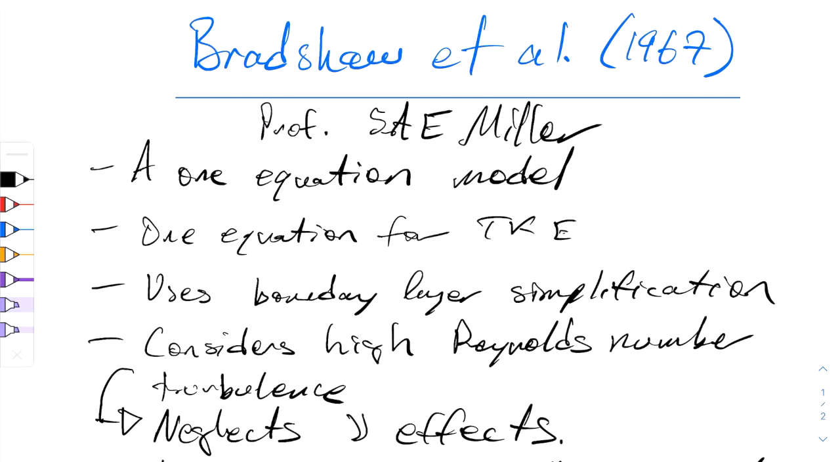Today I want to talk about the Bradshaw one-equation turbulence model from 1967. Bradshaw and his colleagues developed a one-equation turbulence model, meaning it has one particular partial differential equation to close it, with corresponding algebraic enclosure coefficients, which might be, of course, empirical and calibrated against a flow. It's a one-equation model for the turbulent kinetic energy.